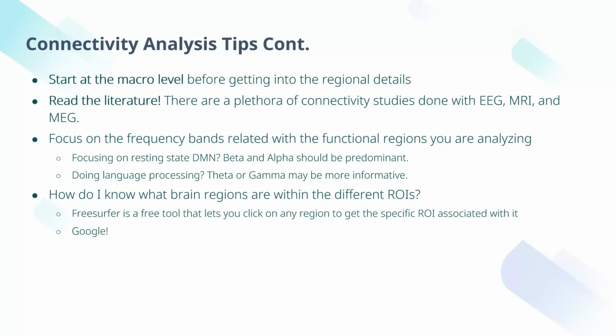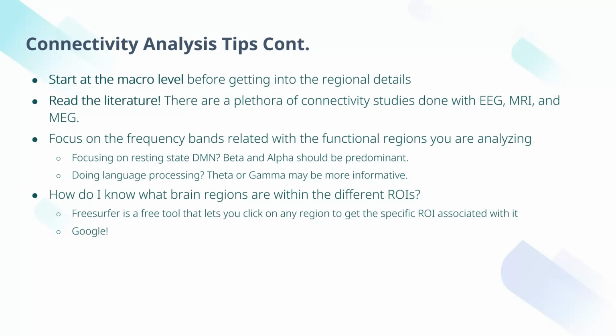It lets you click on any region, and it'll tell you all the different terms for that region. Specifically, it does have the 68 regions of interest from the Desikan-Killiany Atlas, but it has every definition, really, and this can be really helpful for learning the brain.